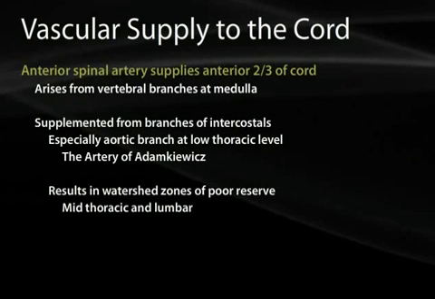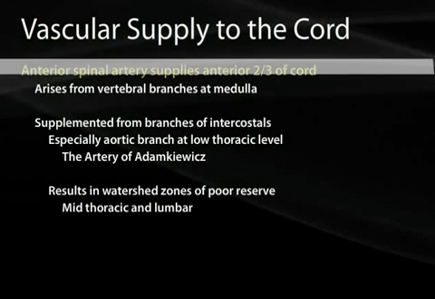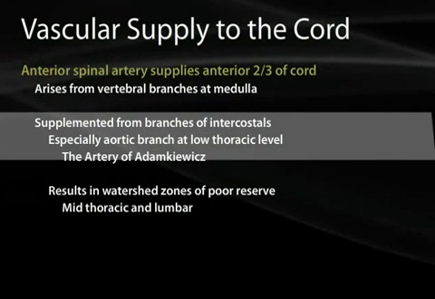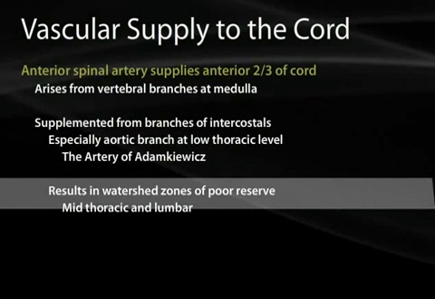Quickly, let's talk about the vascular supply of the cord. The anterior spinal artery supplies the anterior 2/3 of the cord. It arises from the vertebral branches at the medulla, and it is supplemented by branches of the intercostals, especially a large aortic branch at the low thoracic level called the artery of Adamkiewicz. This results in watershed zones of poor reserve.